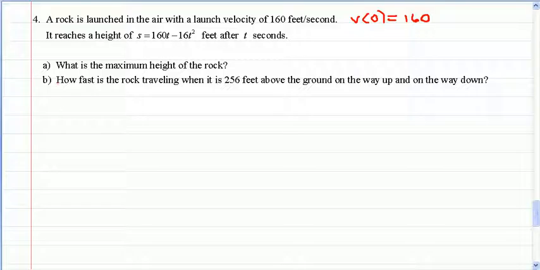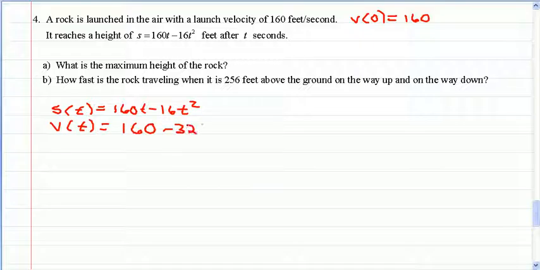So before I get to parts A and B, the position function s of t is equal to 160t minus 16t squared. The velocity is the first derivative, so it's 160 minus 32t, and the acceleration is the second derivative, which is minus 32.